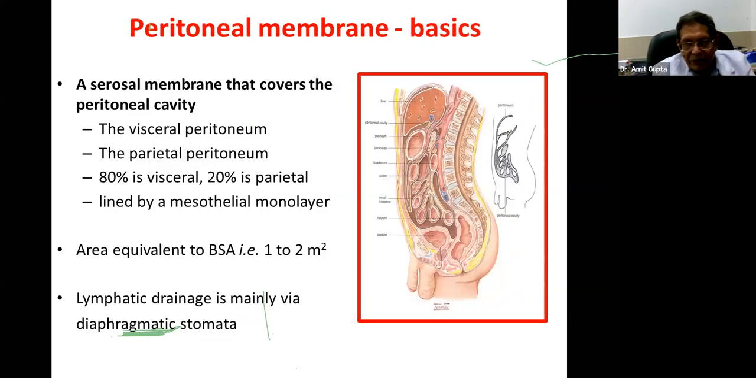Now let's look at the physiology. The peritoneal membrane is basically a serosal membrane that covers the peritoneal cavity. It has a visceral component and a parietal component. 80% is visceral, 20% is parietal, and it is lined by a mesothelial monolayer. The area is equivalent to the body surface area, 1 to 2 square meters. And the lymphatic drainage is mainly via the diaphragmatic stomata.